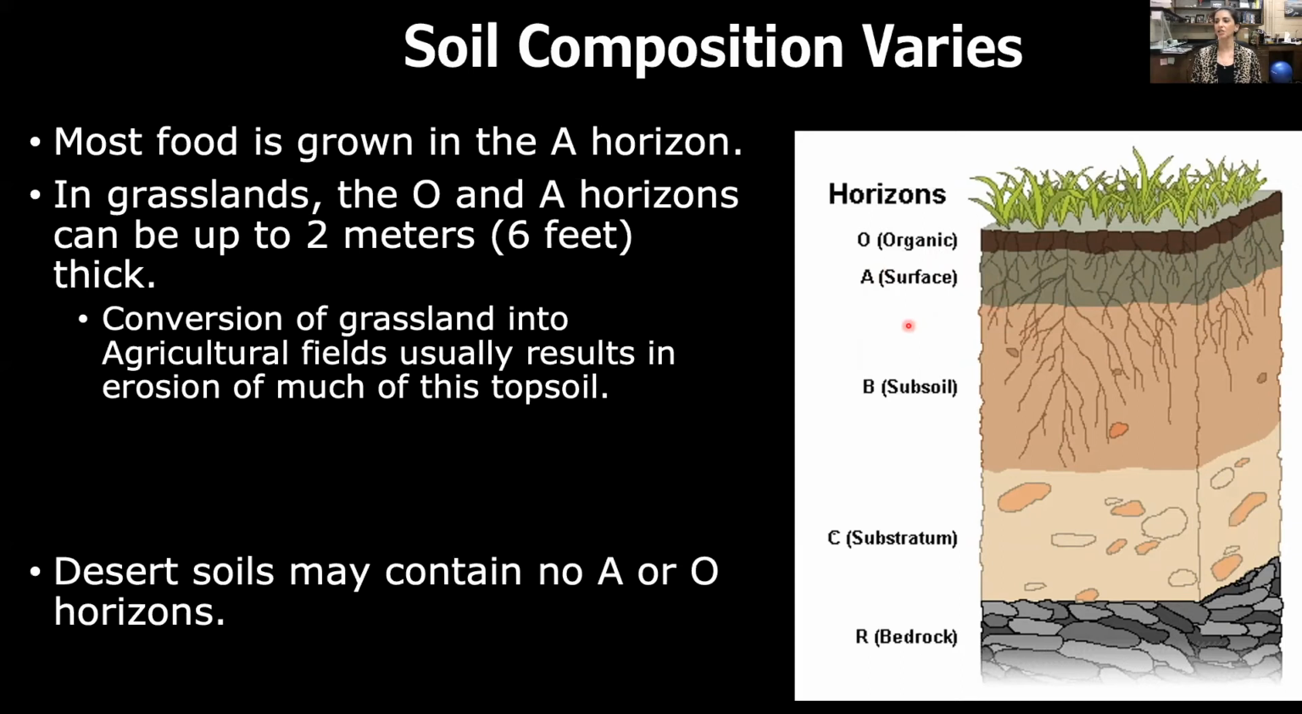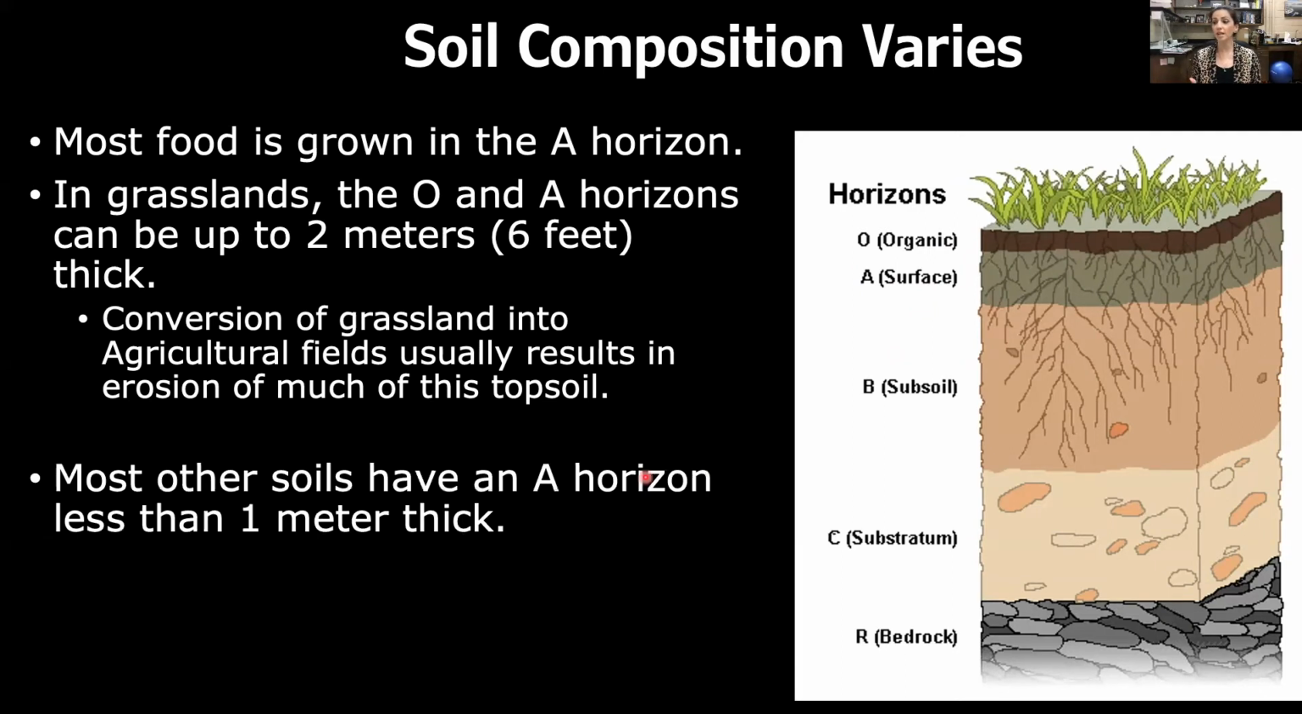And in grasslands, the O and A horizons can actually be pretty thick, up to 6 feet or 2 meters thick. And so the conversion of grasslands into agricultural fields usually results in the erosion of much of the topsoil because you're continuously depleting these layers of their natural organic contents. Most other soils have an A horizon that is less than a meter thick. So those grassland horizons are really prime for agricultural uses.